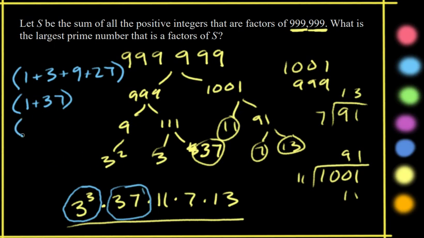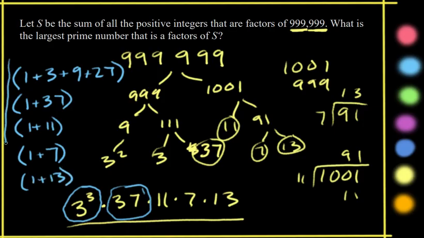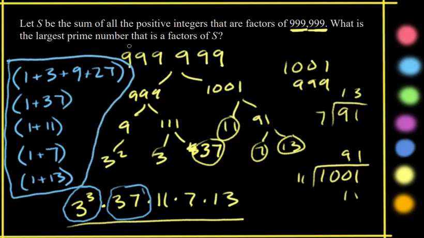And then you multiply that by 1 plus 11. And then you multiply that by 1 plus 7. And then you multiply that by 1 plus 13. So this number here, when we multiply this all together, that will be the sum of all the factors of 999,999. And so we can just find the prime factorization of this product and look for the biggest prime among those. So let's see. This one's going to be 14, so its biggest prime factor is going to be 7.